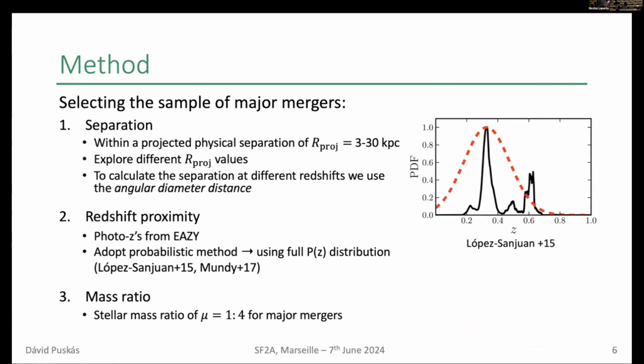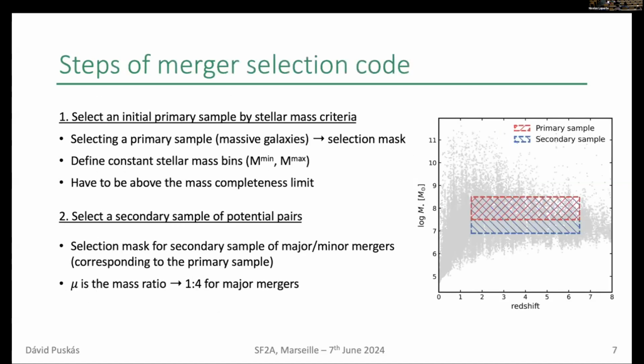In my method, I apply three main selection criteria. The first is 2D projected separation on the sky. The close pairs have to be between 3 and 30 kiloparsec separation. Next, for the third spatial coordinate, we constrain them to be at a similar redshift, but we are also incorporating the full photometric redshift distribution by applying the method developed by Lopez-Sanjuan, 2015. And finally, we are looking at major mergers having the mass ratio of 1:4, but in principle, this can be applied to minor mergers too.